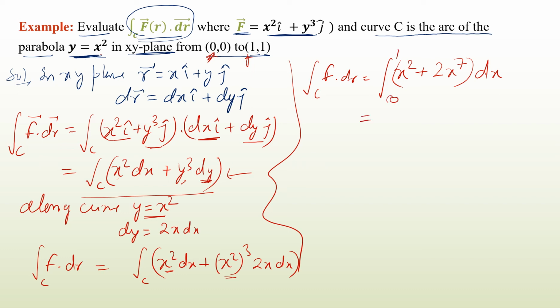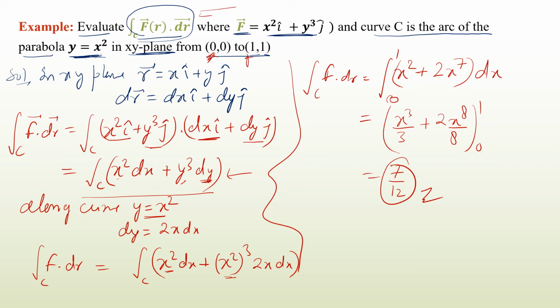On integration we get x cubed by 3 plus 2x raised to power 8 by 8, with the limit 0 to 1. And on substituting the limits we get 7 by 12. So that is how we evaluate the line integral along the parabola.